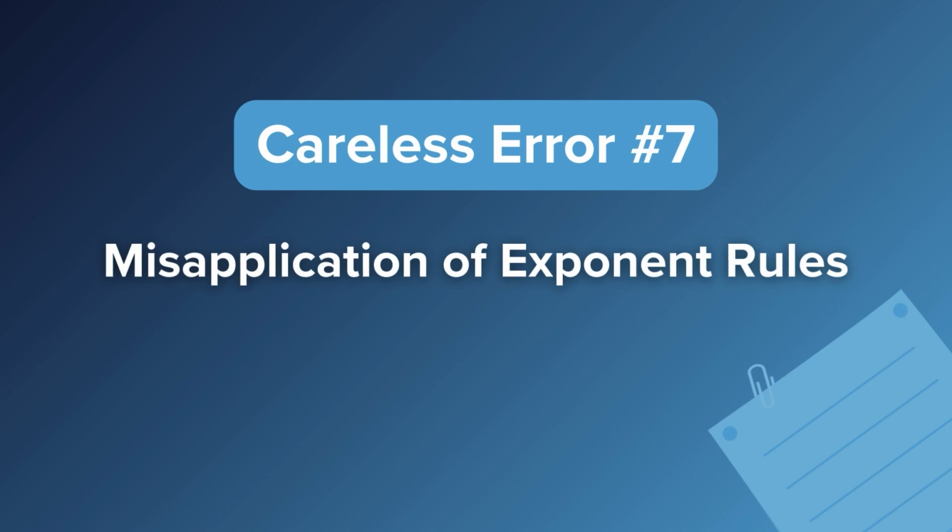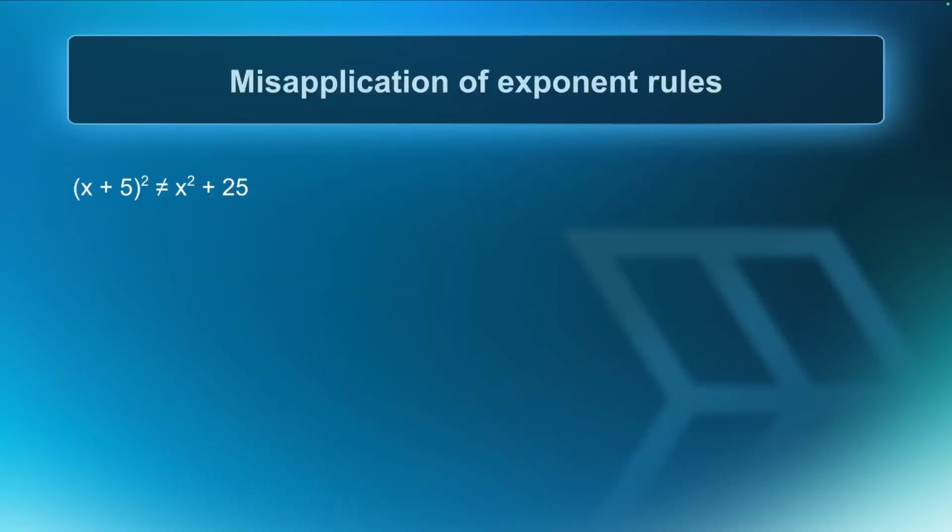Mistake number 7, misapplication of exponent rules. To be clear, this is not about not knowing your exponent rules. That's a mistake, but not a careless one. No, the most common way that test takers mess up exponent rules goes back to basic distribution. Test takers incorrectly apply exponents to individual terms in an expression rather than applying them to the expression as a whole and then correctly distributing multiplication of each term.